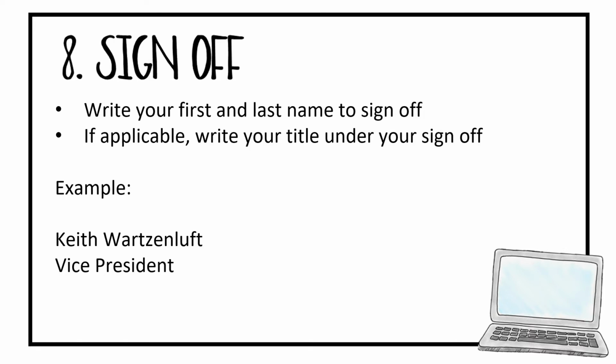So your email should end with a sign off. Kind of like if you were writing a letter, you would sign your name at the bottom of the letter. So in this case, you would write your first and last name to sign off. And if you have a title, such as you're the president of an organization, or you have a degree of sorts, you could also write that underneath your sign off. So if I was the vice president of an organization, I might write in my sign off Keith Wurtenloft, and then underneath that, vice president.